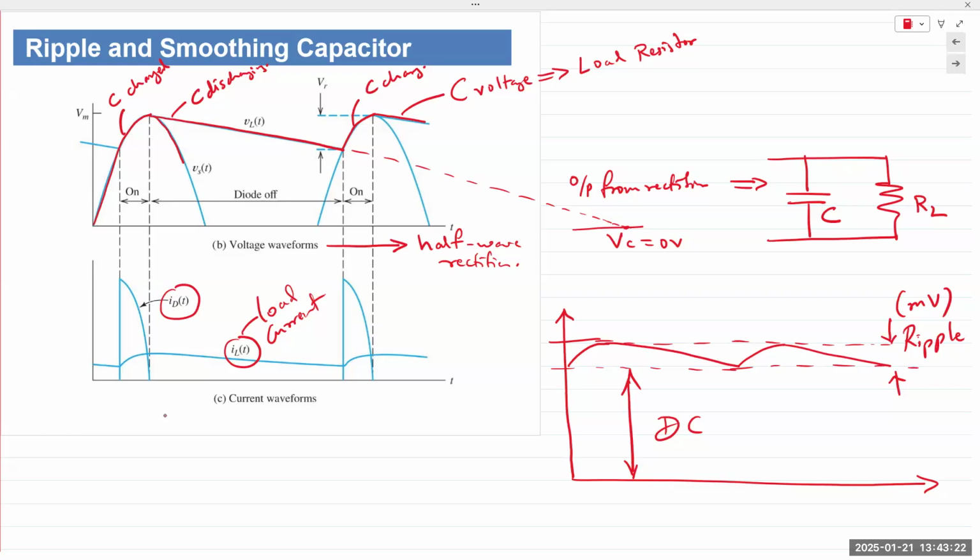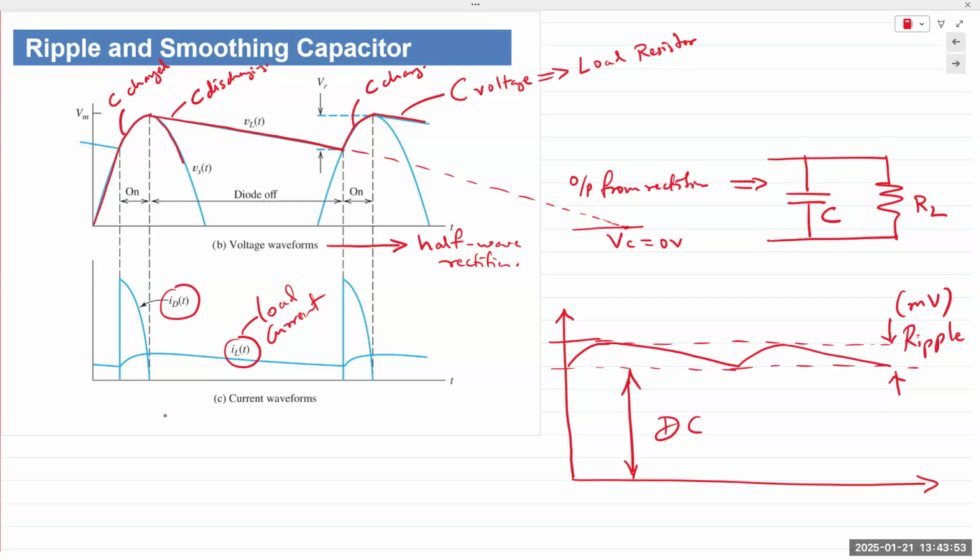Typical values of capacitors that I've seen in cheap adapters is about 1,000 microfarads or even 10,000 microfarads. 10,000 microfarads would be a capacitor that's about this big, size of my finger, probably about the top portion. So 10,000 microfarads, about 100 millifarads. And that's a big enough capacitor size.